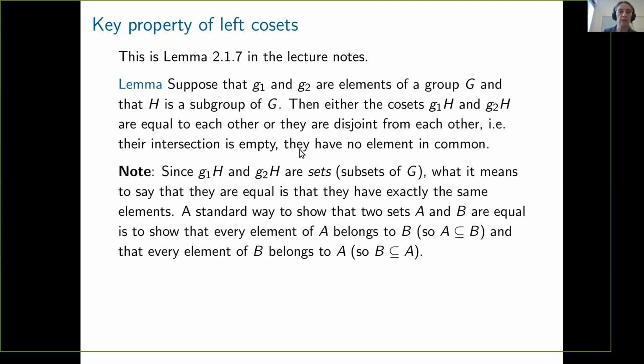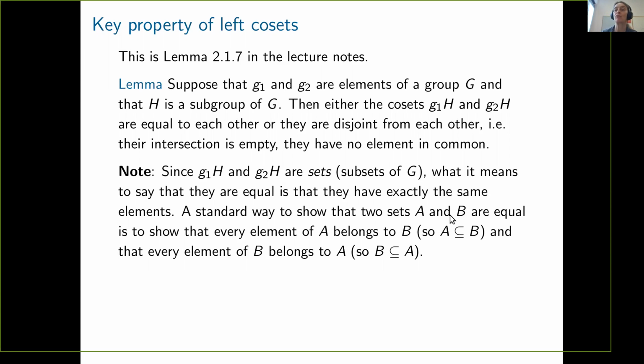Okay, just a remark, our goal here in proving this lemma is to show that two subsets of a group G are equal to each other or disjoint from each other. What it means for two sets to be equal to each other is that they have exactly the same collection of elements. So in any area of mathematics, if you need to show that two sets A and B are actually the same set, then what you need to do is show that every element of A belongs to B, so that A is a subset of B, and that every element of B belongs to A, so that B is a subset of A.